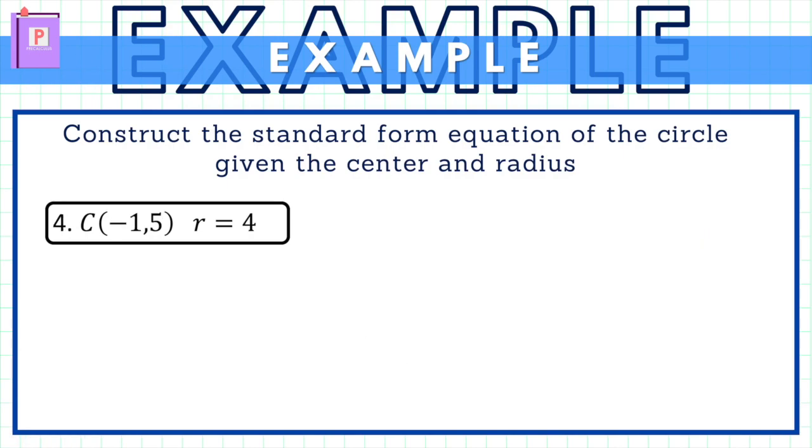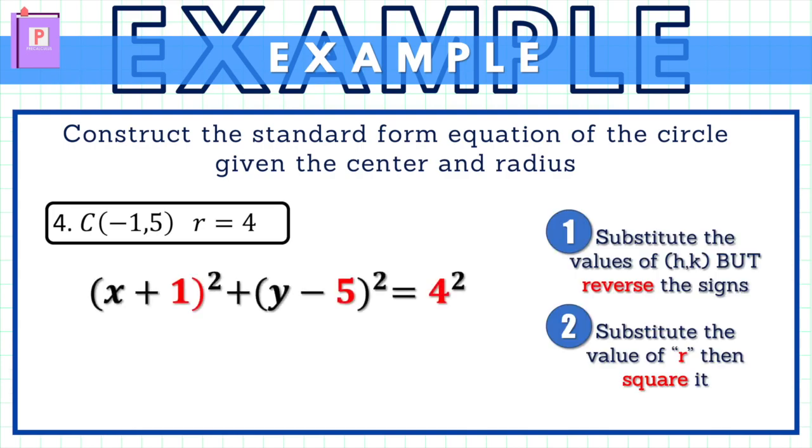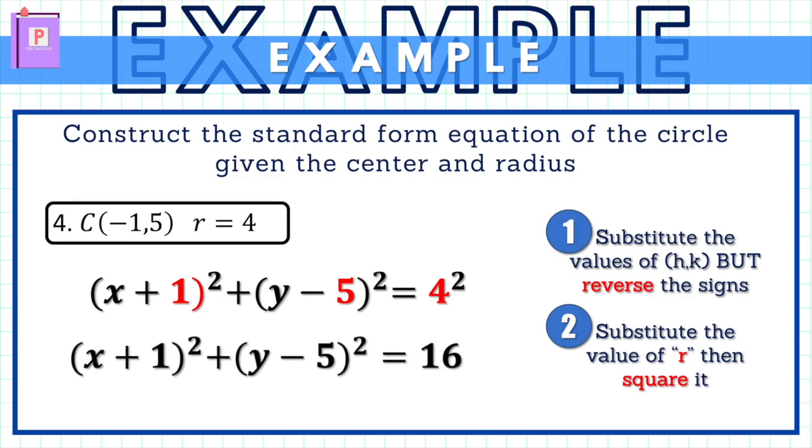Now for our fourth example, we have a center at -1, 5, and a radius of 4. So we have here the quantity of x plus 1 squared plus y minus 5 squared is equal to 4 squared. Simplifying 4 squared, we have 16. So our final answer for this standard form is the quantity of x plus 1 squared plus the quantity of y minus 5 squared is equal to 16.